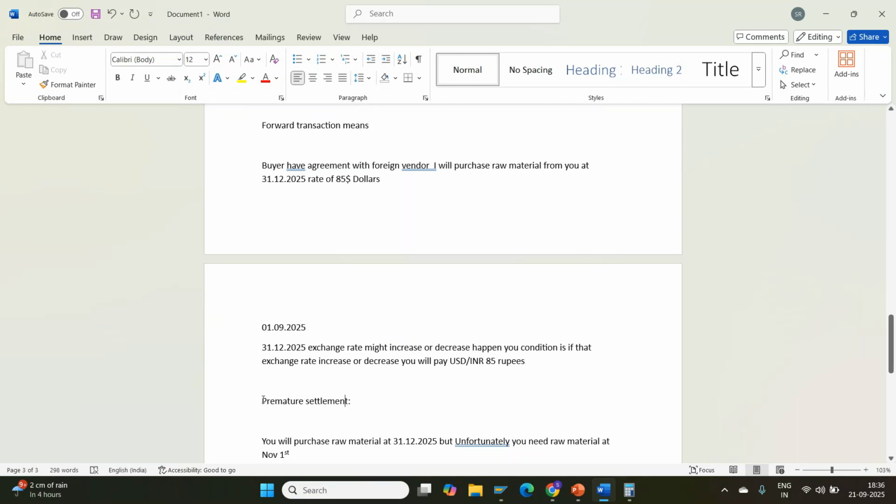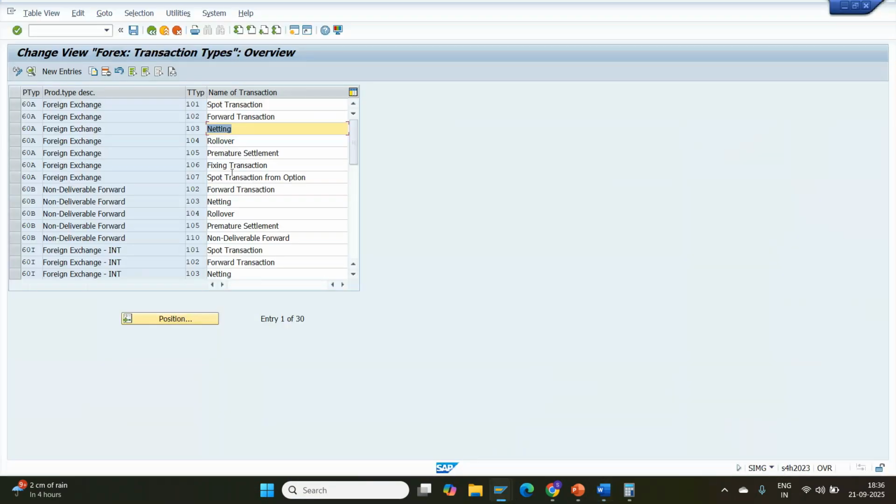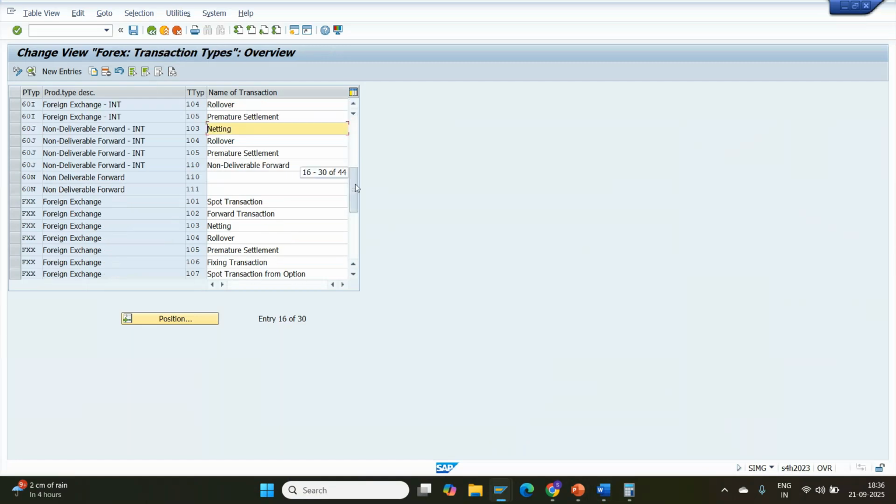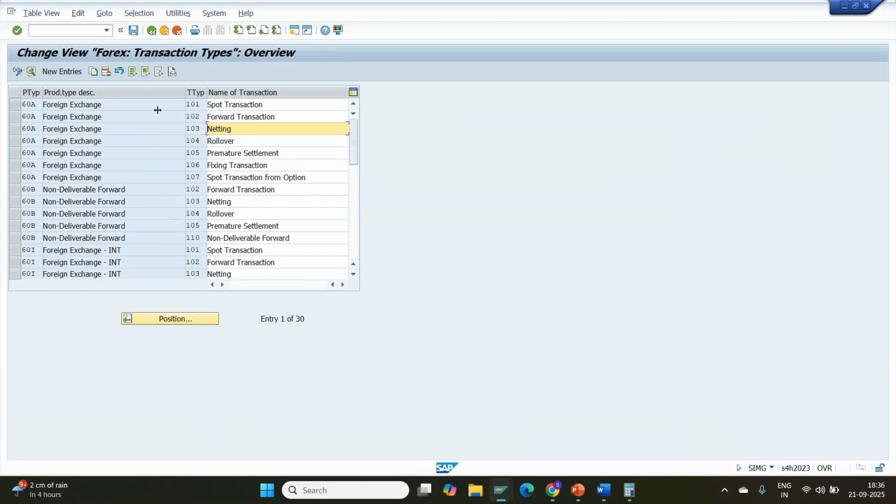That is called premature settlement. This is one of the things we will discuss in foreign exchange transactions. Any doubt here? We have different types of transactions, and when you join you will understand how to do it, how to configure, and how to post the transaction.